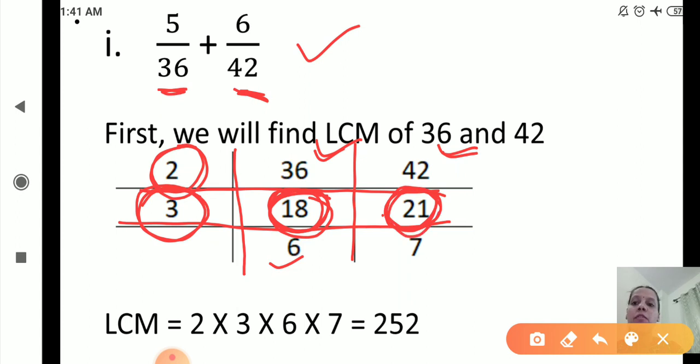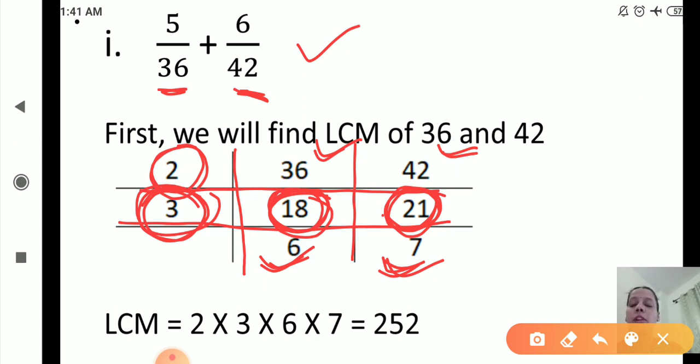Then 21 divided by 3, that is 7. So below 21 you will write down 7. So now 6 and 7 both the numbers are divisible by any single number? No. So you will stop till here. Okay, 6 and 7 both the numbers are not divisible by a single number. So this is the last step. You will stop till here. Here it is 6, here it is 7.